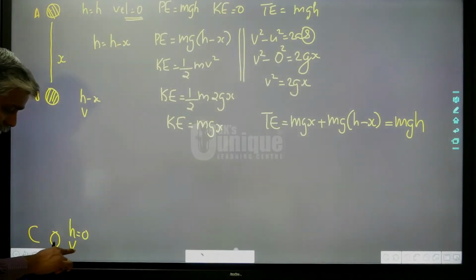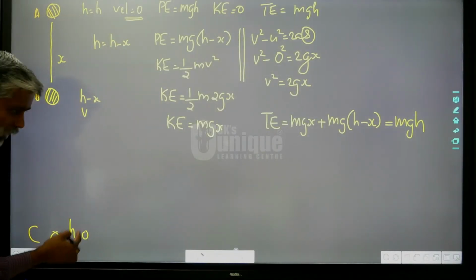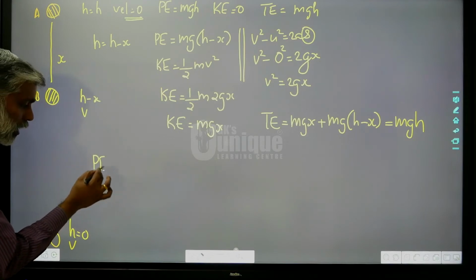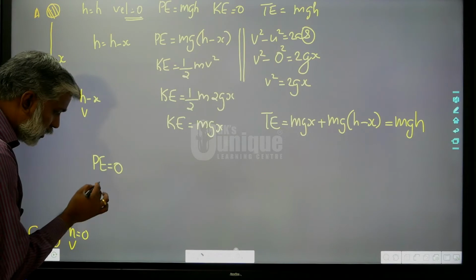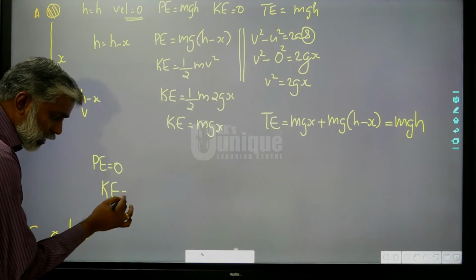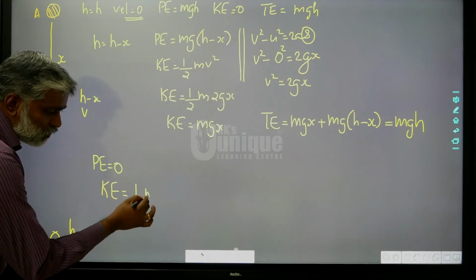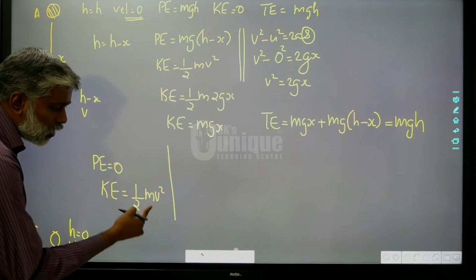Now it hits the ground. So height from ground is 0, so potential energy is 0. Then it will be hitting the ground with the maximum velocity, so it will be having maximum kinetic energy. What is the kinetic energy? Half mv square. But I don't know what is v.